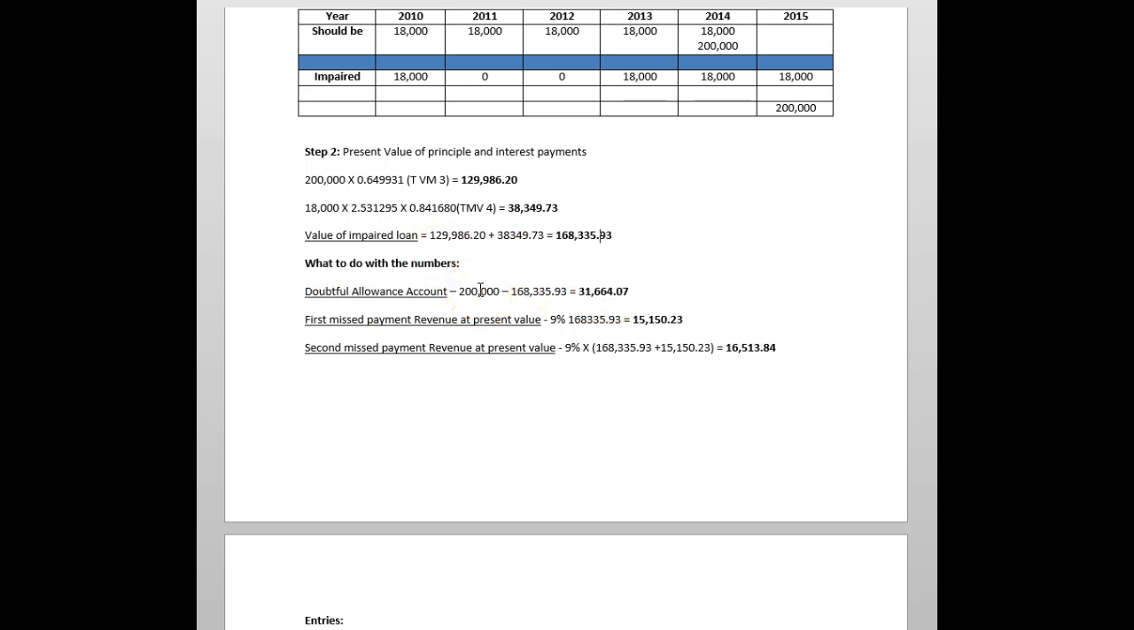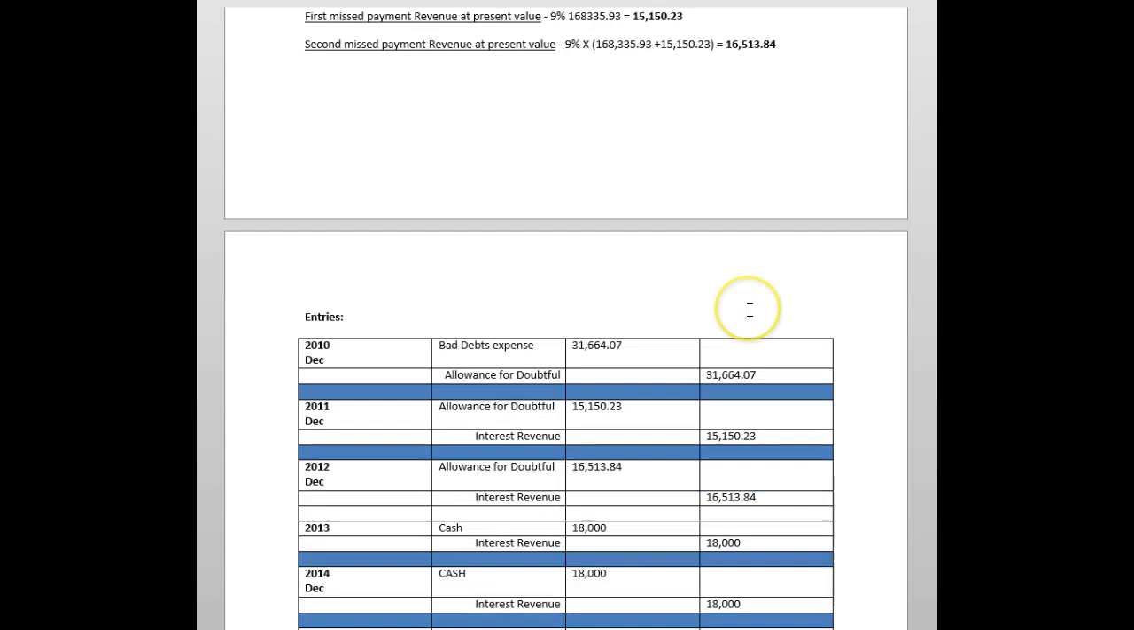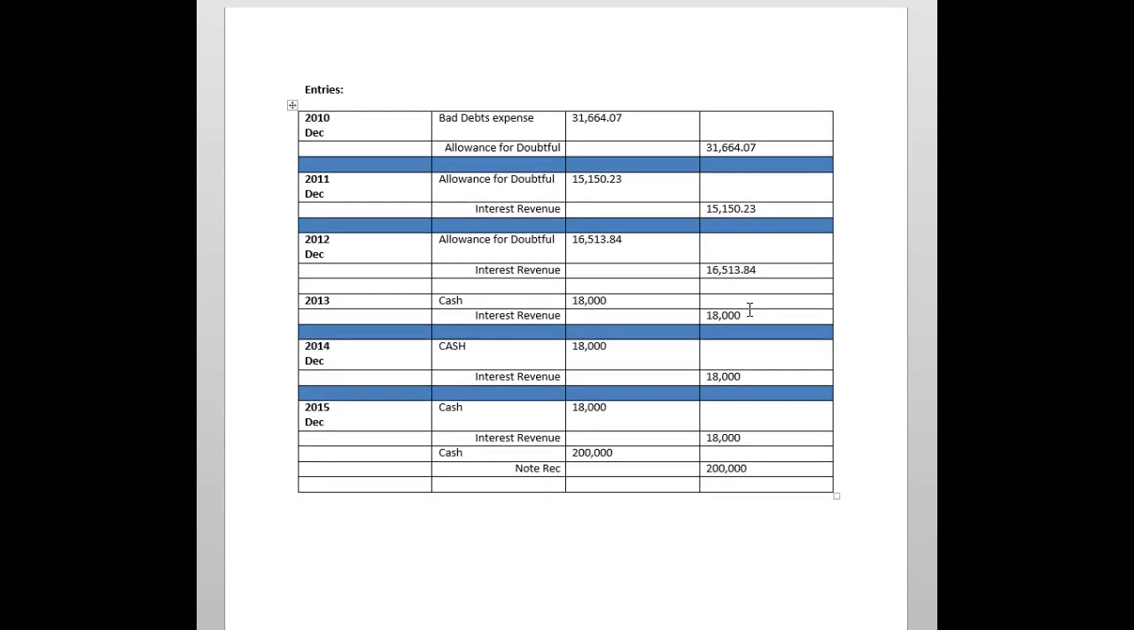So you'll subtract the $168,335 from the $200,000 and come up with an allowance for bad debts, or doubtful allowance account, of $31,664.07. So that's the first entry you're going to have to worry about. The second entry is the first payment made and then the second payment, the missed payment. Even though the loan is not paying, you still have to record this. So what you end up with is this group of entries for the overall loan.